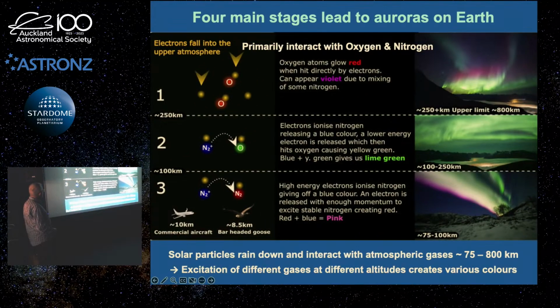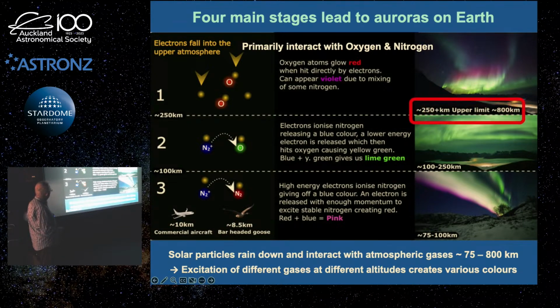Now, you've probably heard about all these different lights. You can get different hues and tones of lights and colours and so on. Two main colours are a red, violet, pinky hue and a green hue. And it all comes down to what atoms are getting excited or ionised and to what degree and at what altitudes. Let's have a look.